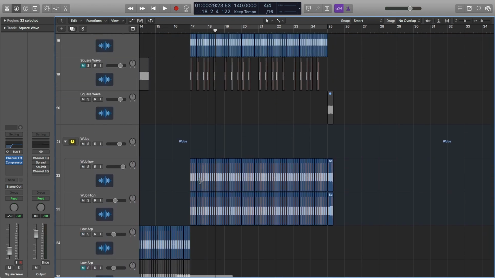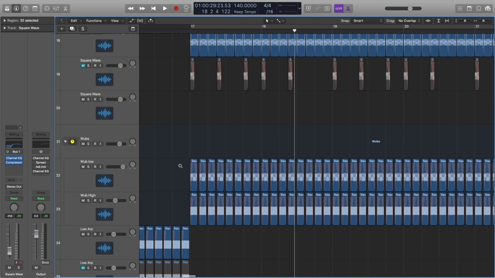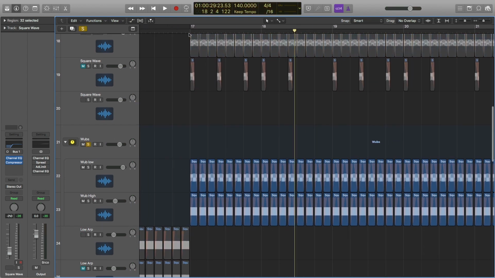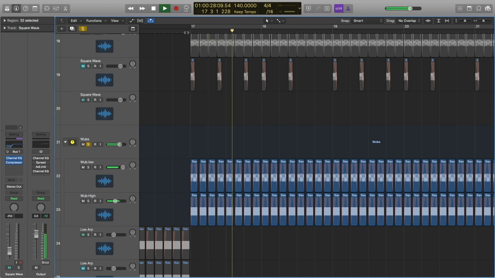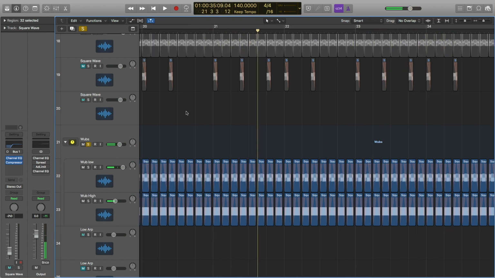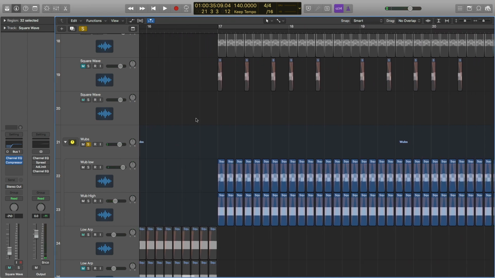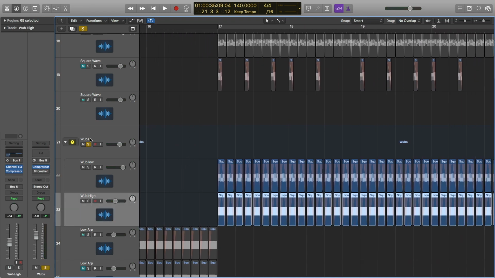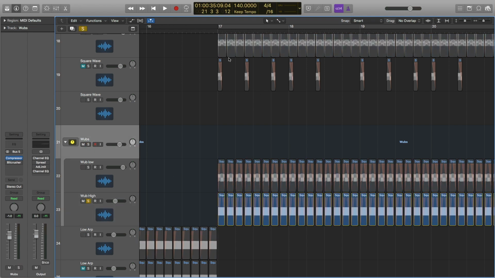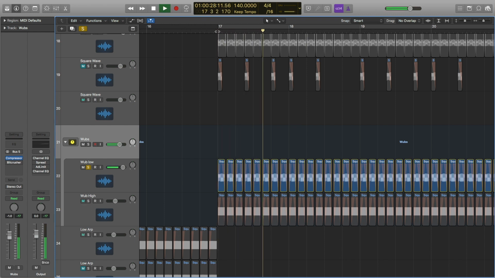And now we have the drop. So here's what it sounds like by itself. So I'm using a square wave again for both of these. I have wub high, which is just the higher part, which sounds like this. And then wub low, which just gives it a little bit more grittiness. It's like this. And they're both square waves.